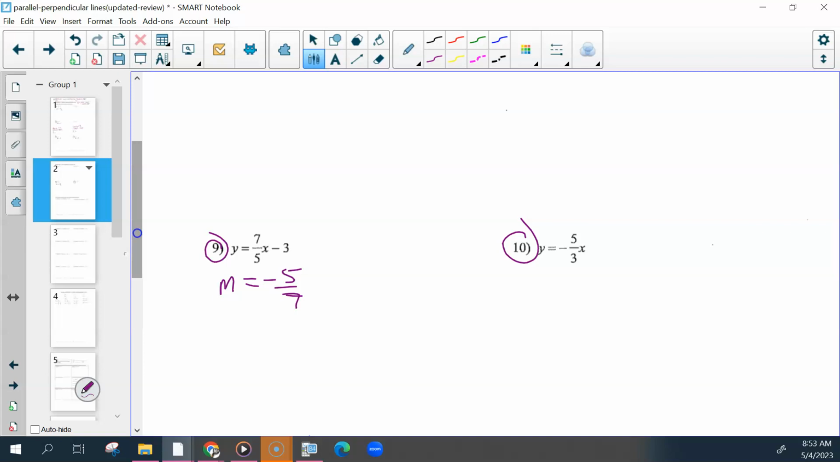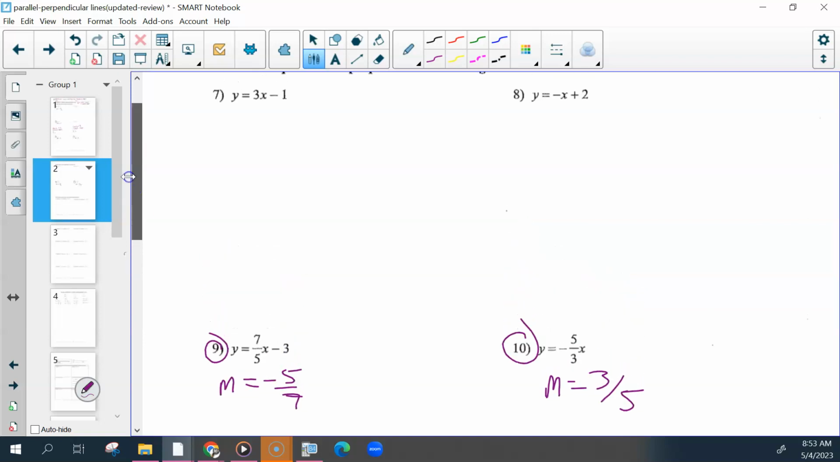What about 10? Positive 3/5. Eight, what would the negative reciprocal, or what would the perpendicular slope for this one be? Positive 1. We're going to come back to the bottom section.